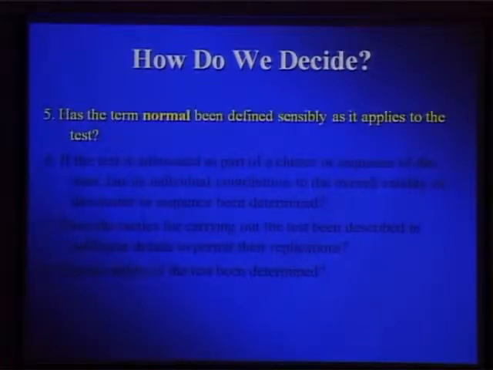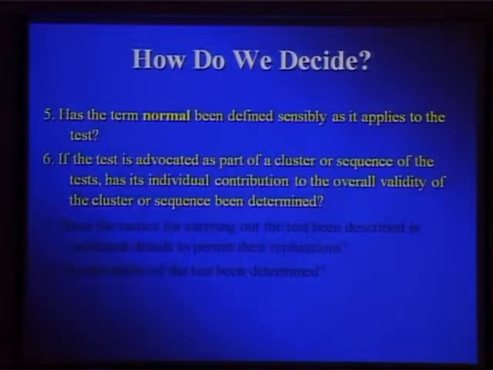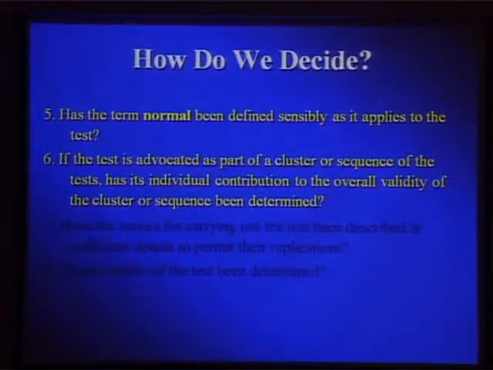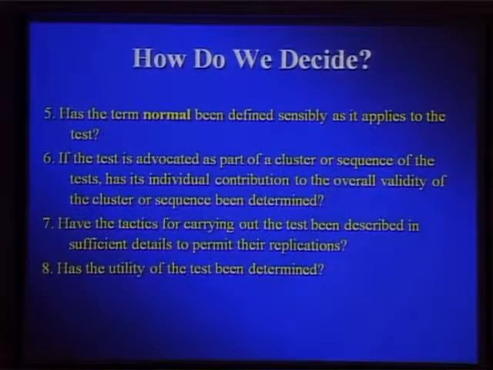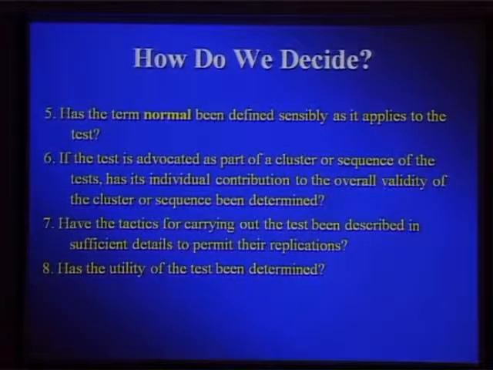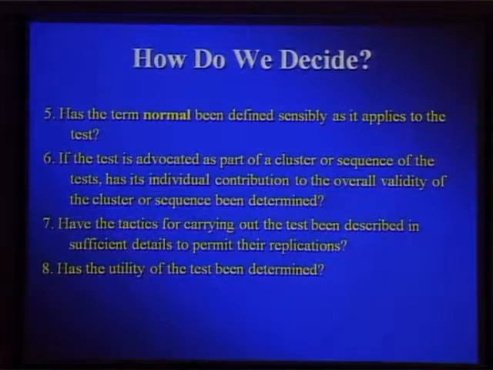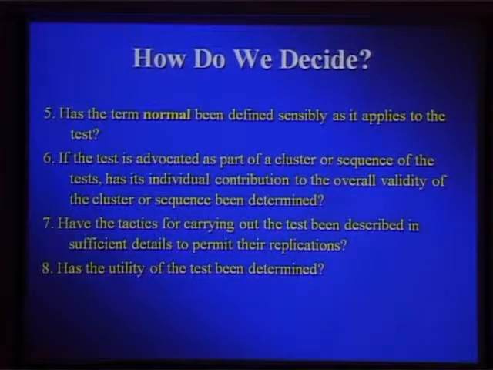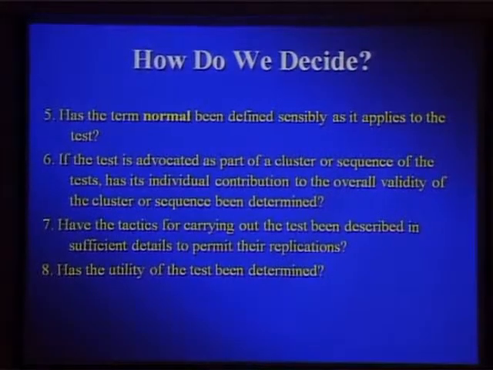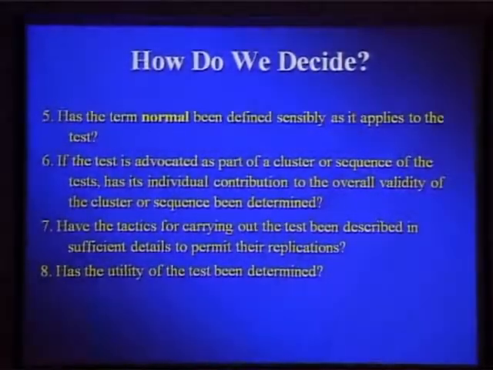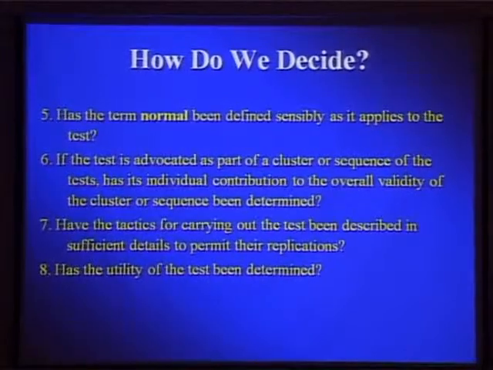Normal has to be defined properly. Whether it is part of a cluster or sequence, how it is to be used has to be defined. How the test has been carried out has to be written so we can replicate it, and the utility of the test, what the author wants to say in the discussion, has to be written. These are the parameters. We can go into detail on each point, but my main talk is about how to use the test in clinical practice, so I will not go into this.